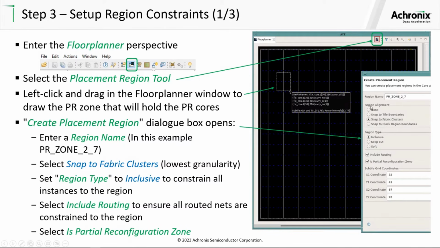But then you want to make sure that you have your region alignment set to snap to fabric clusters. That's the lowest granularity that we can select because, again, it has to be on the bound of the fabric cluster. Then under region type, we want to make sure it's selected to inclusive, and that'll constrain all the instances to that region that we're creating. We want to include the routing to ensure that all routed nets are constrained within that region, and then we want to make sure we identify it as a partial reconfiguration zone by selecting that option.